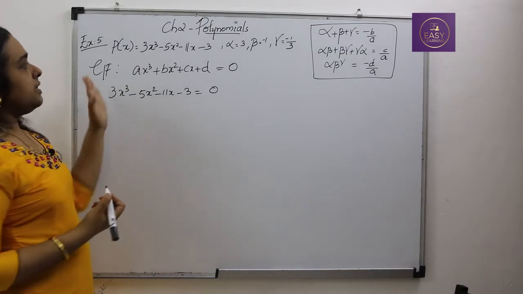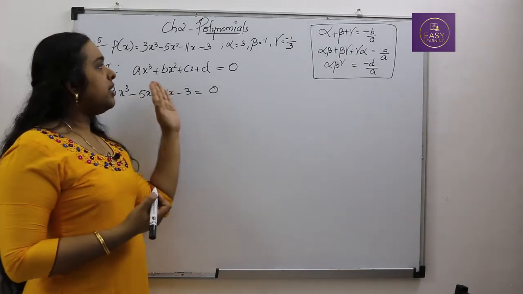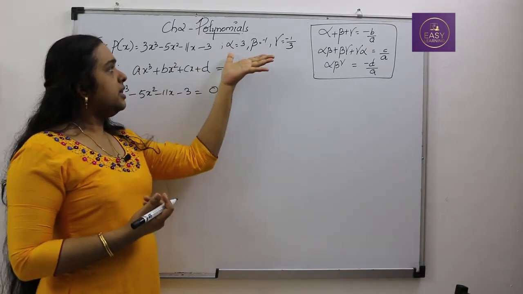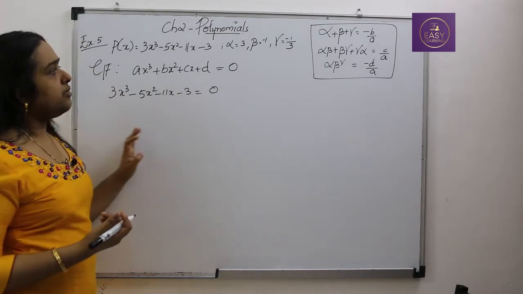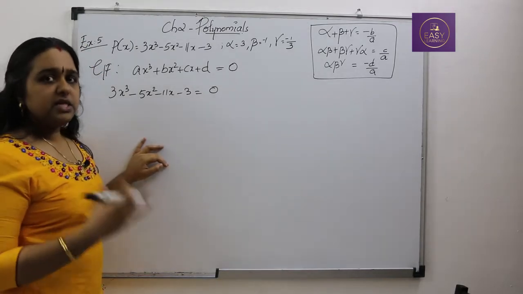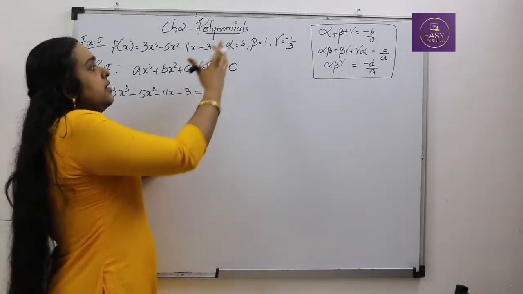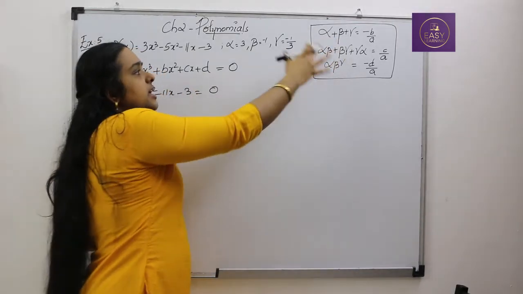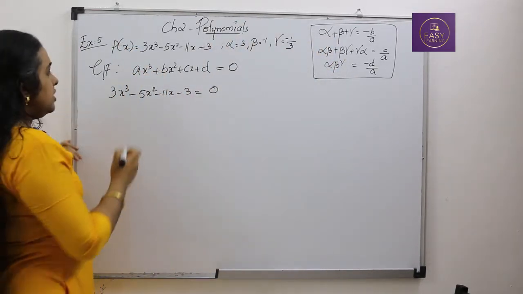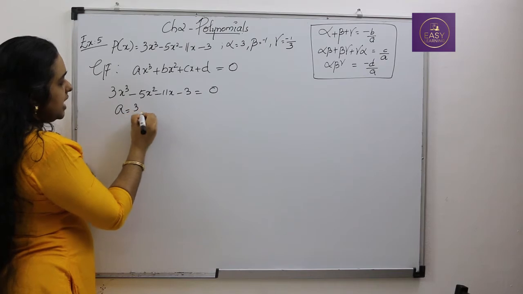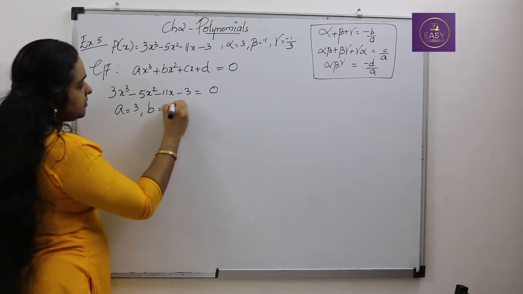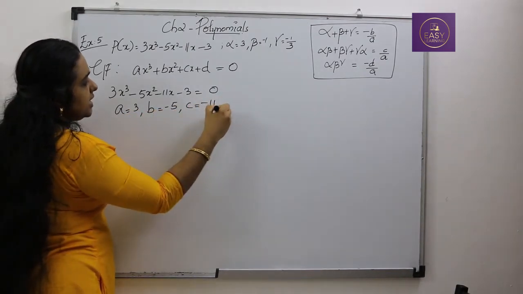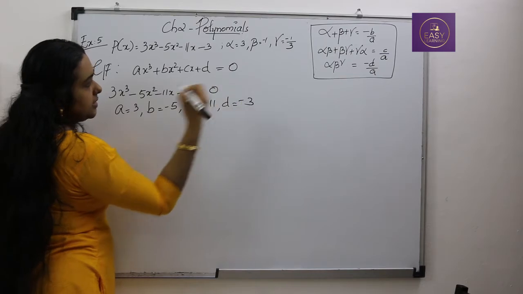Okay, now the question is already solved and they have given the zeros of the polynomial. We know alpha, beta, gamma values. We just need to verify the results, that is, we just need to verify whether this relationship is correct or not. So here a equals 3, b equals minus 5, c equals minus 11 and d equals minus 3.